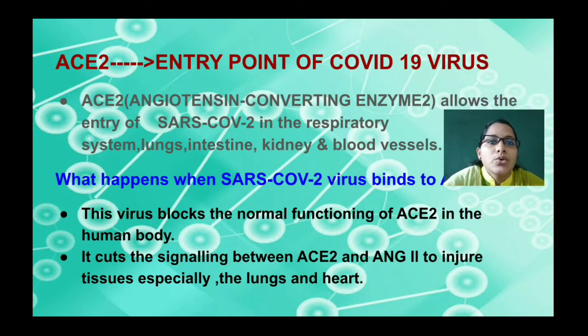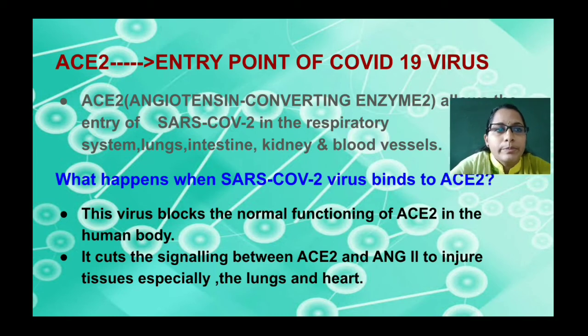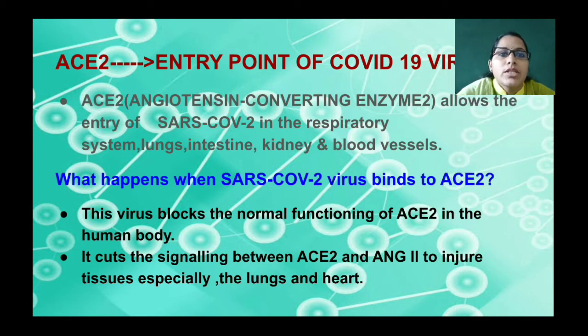So let's see, ACE2 is the entry point of the COVID-19 virus. ACE2 is angiotensin converting enzyme 2, which allows the entry of SARS-CoV-2 in the respiratory system, lungs, intestine and kidney blood vessels. What happens when the SARS-CoV-2 virus binds to ACE2? ACE2 is the enzyme. So when the COVID-19 virus binds to ACE2, it almost blocks the normal functioning of ACE2 of the host cell. Whatever function ACE2 was performing in our human body, the body's functioning itself is affected when this virus blocks the normal functioning of ACE2.